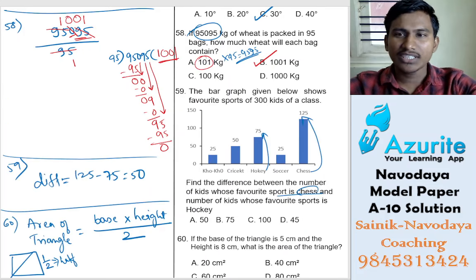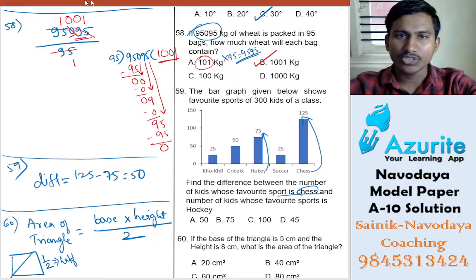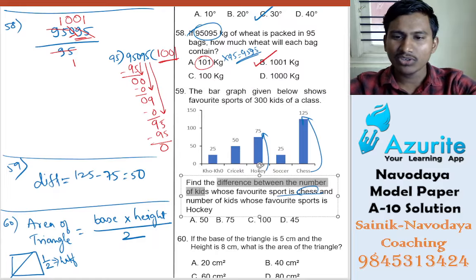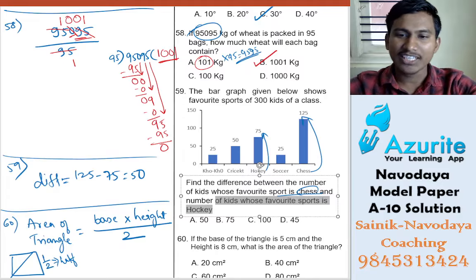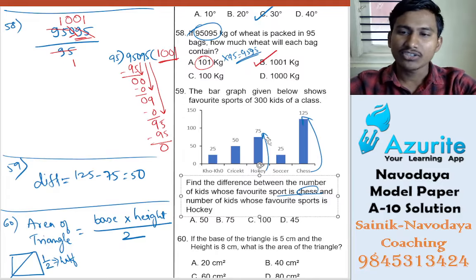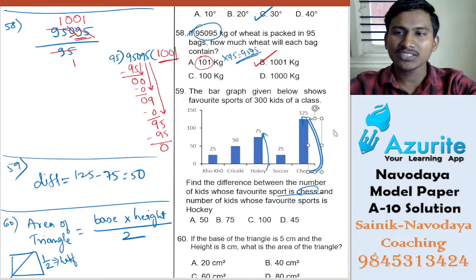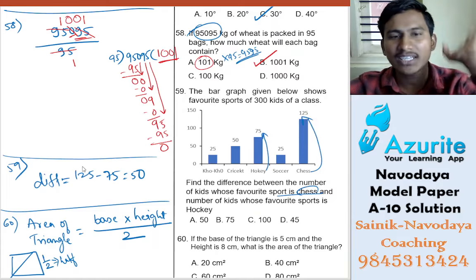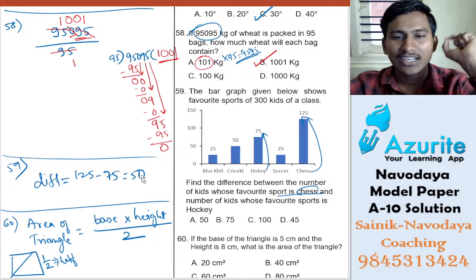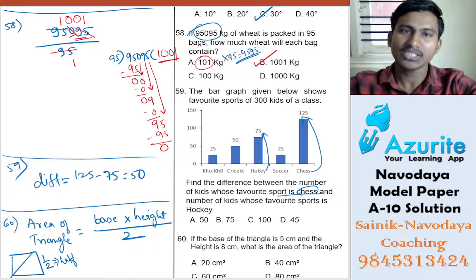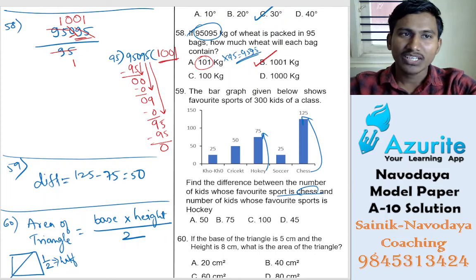So here is question 59, students. What is the question? The bar graph shows this, and they are asking to find the difference between the number of kids whose favorite sport is chess and the number of kids whose favorite sport is hockey. So chess minus hockey. Hockey is 75, chess is 125. Difference means subtract: 125 minus 75, the answer will be 50. So the option is option A.